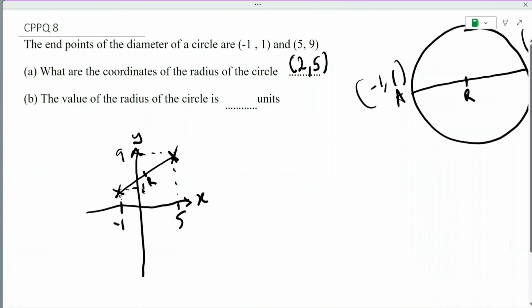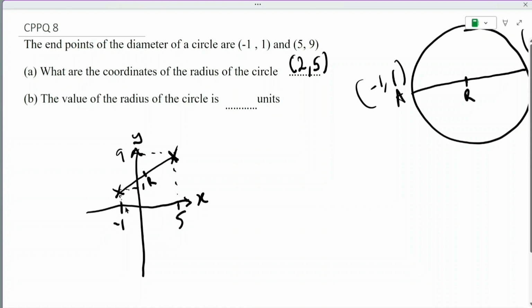Question B says the value of the radius of a circle is dash units. That means the actual value of the radius. If the diameter were to be in centimeters, let's say for example you have 20 centimeters, the radius, which is half of the diameter, will be 20 divided by 2, that's 10. You understand? But in this case, it's on a graph. So you have your answer in units.